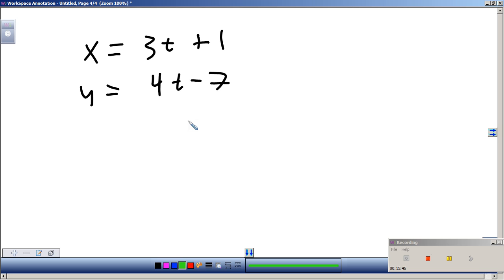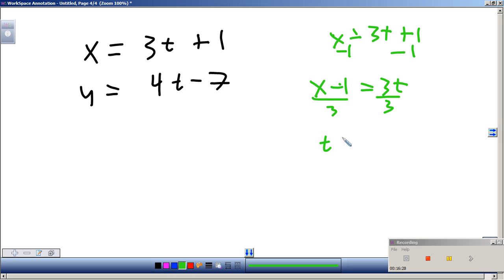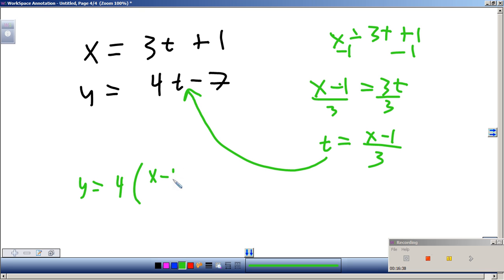Okay. Did you hear what she said? Get it to equal t and replace the t. So using a substitution, we're going to take this first one and solve it for t. So x equals 3t plus 1. Subtract 1: x minus 1 equals 3t. Divide by 3: t equals (x minus 1) over 3. And now I can take that and plug it in here. y equals 4 times (x minus 1) over 3, minus 7.